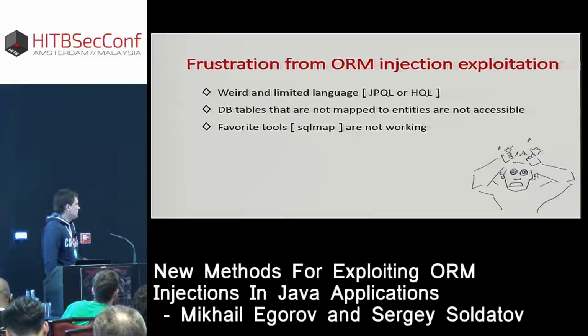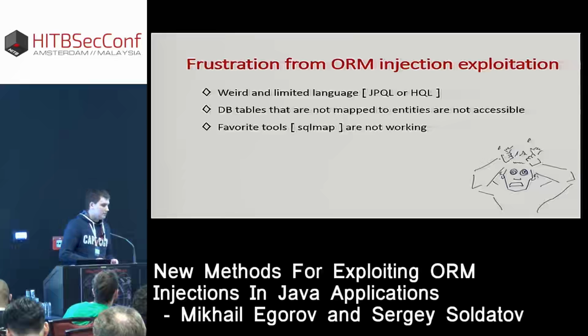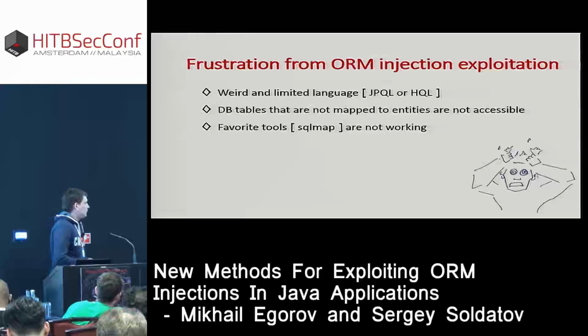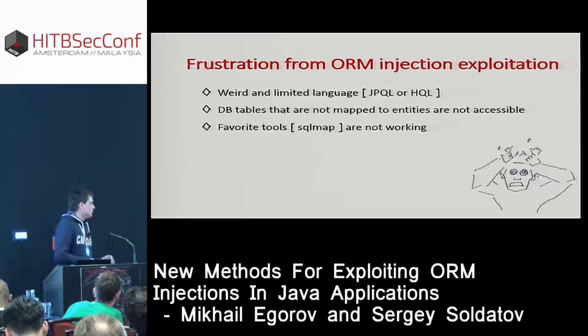Second, from a JPQL query you can't access arbitrary tables. You can access tables in the database that are mapped directly to entity classes. If you try to access a table that is not mapped, you will get an exception from the ORM. And the third reason is that your favorite tools for SQL injection exploitation will not work with ORM injection.